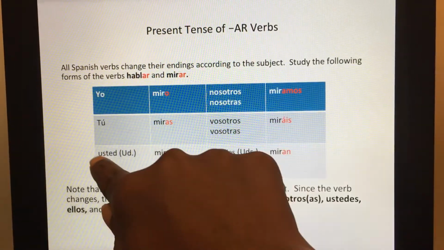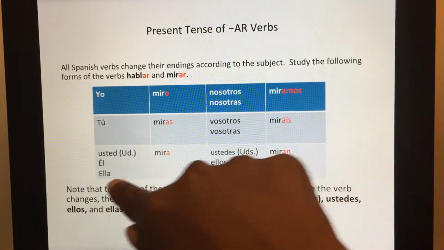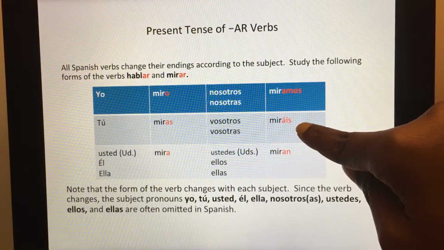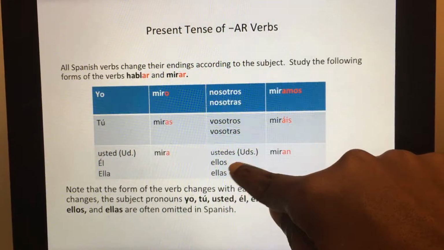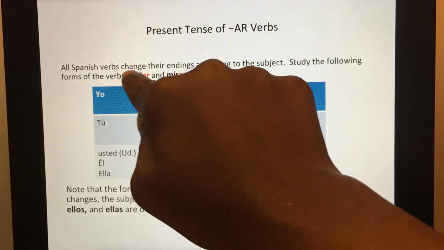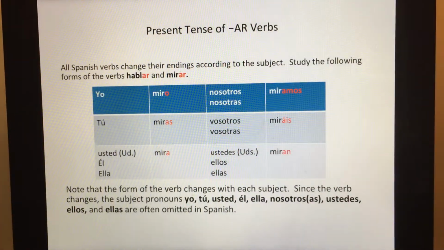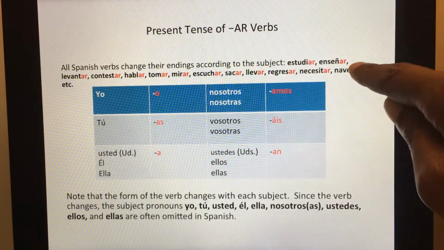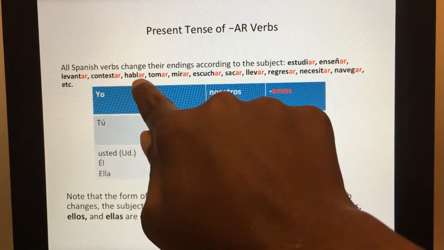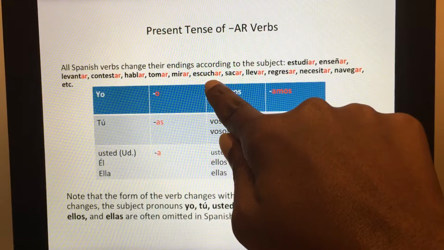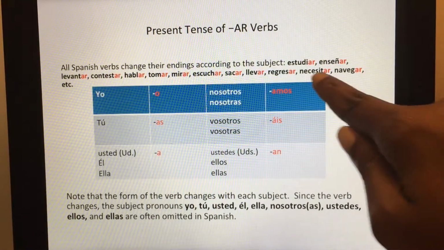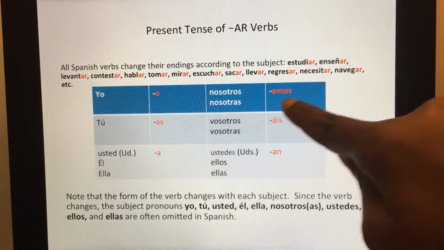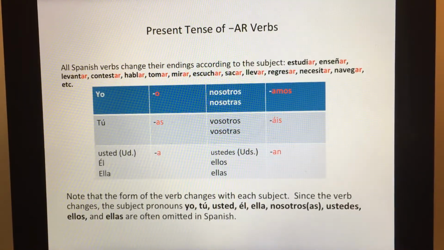Tú miras. Usted mira. Él mira. Ella mira. Nosotros, nosotras miramos. Vosotros, vosotras miráis. Ustedes miran. Ellos, ellas miran. All Spanish verbs change their endings according to the subject. Now, I can take all of these verbs that you see: estudiar, enseñar, levantar, contestar, hablar, tomar, mirar, escuchar, sacar, llevar, regresar, necesitar, navegar, etc. I can take these AR verbs and use these endings depending on who is performing the action, and now I can conjugate, now I can create sentences.